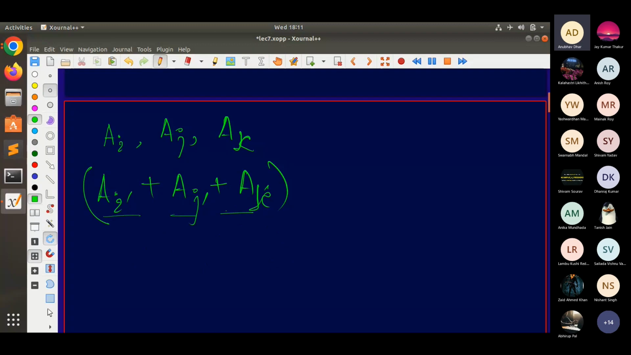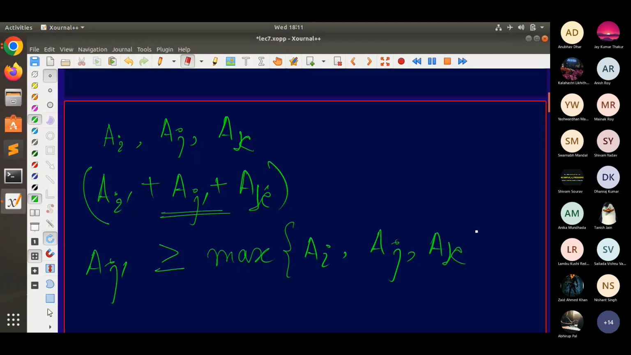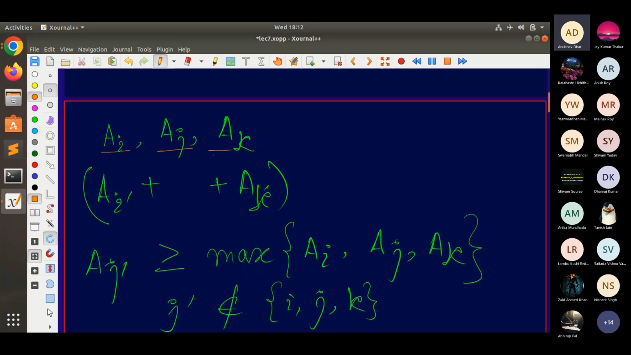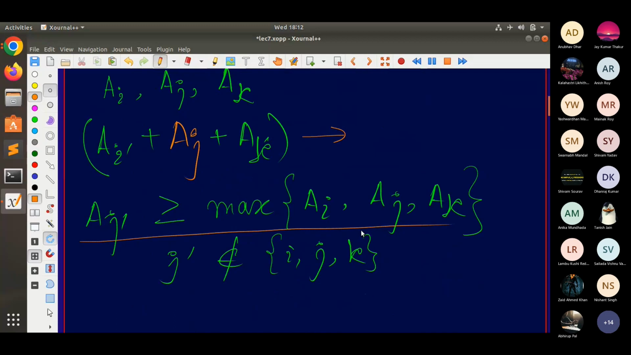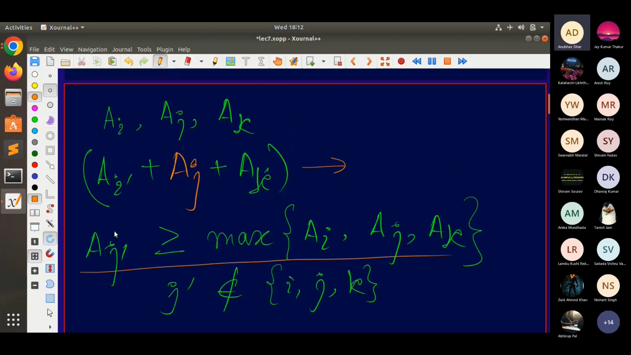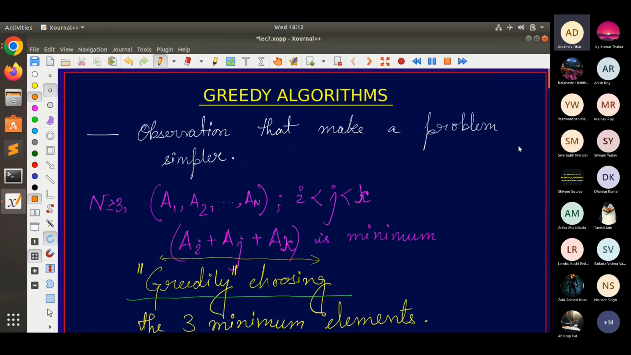and if these 3 elements are not the 3 minimum elements of the array A, then there has to be some index, let's say J prime, such that AJ prime is greater than or equal to the maximum of AI, AJ, AK. In particular, J prime does not belong to the set IJK. But then if you replace this AJ prime with one of these numbers, let's say AJ, due to this condition, this will give you a better value. So this is the way you prove that a greedy choice is actually giving you a correct answer. More about the proof later on, but this is the main concept that we will be using throughout today's discussion. So any questions up to now?